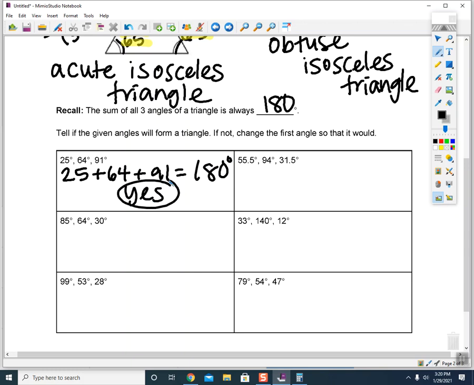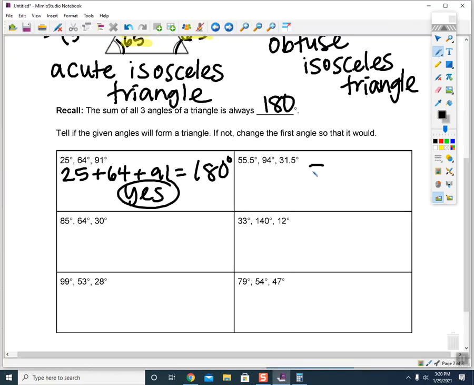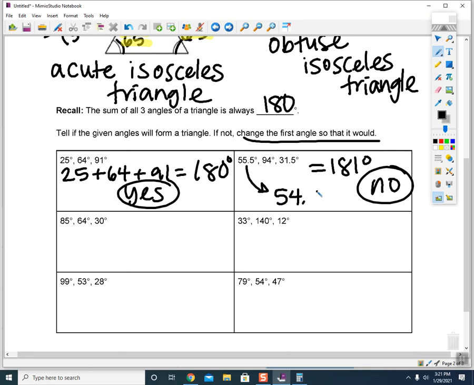We'll do the same with this next one. So I would have 55.5 plus 94 plus 31.5. Oh, that gave me a 181. So this is not going to form a triangle. The second part says, if not, change the first angle so that it would. So in order for this to be 180 degrees, this would need to decrease by 1. So this would need to become 54.5 degrees.